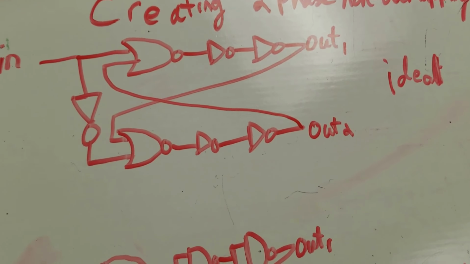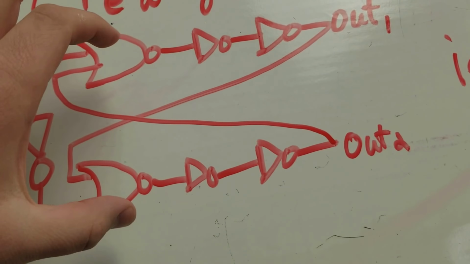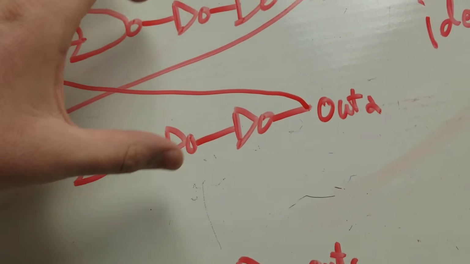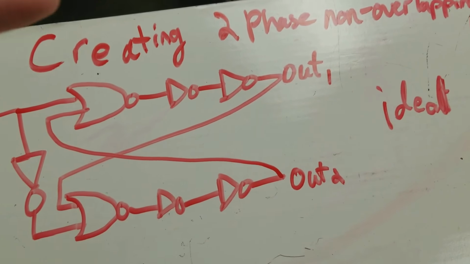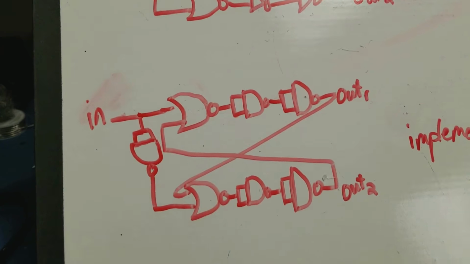We take the input, we invert it, and then we have it being fed into these parallel NOR gates where it's then buffered, and then the output is going into the other to ensure that there's always one signal up, one signal down, and they never overlap.